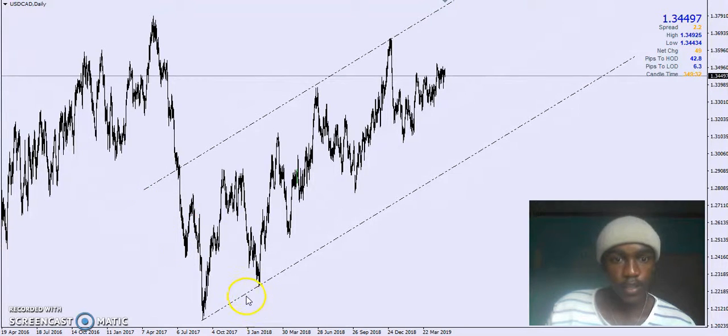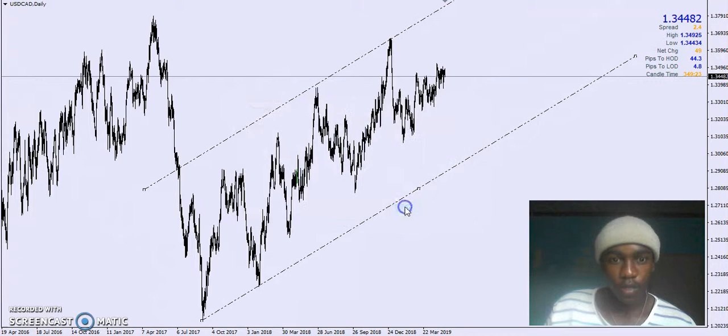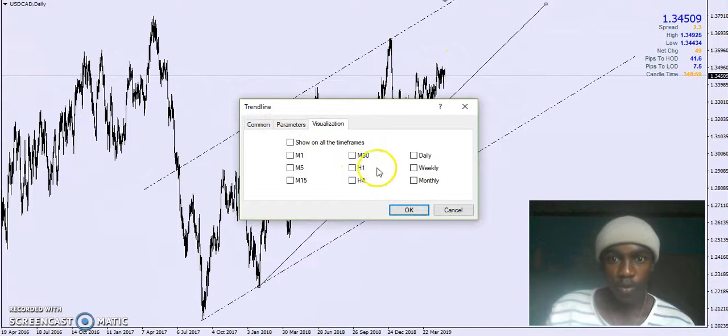Okay, there's a bullish channel here, an ascending channel on the daily. Let's also make it visible on the 4 hour. Okay, so there seem to be a few dynamic supports on the daily here. Seems to be a pattern in play too.